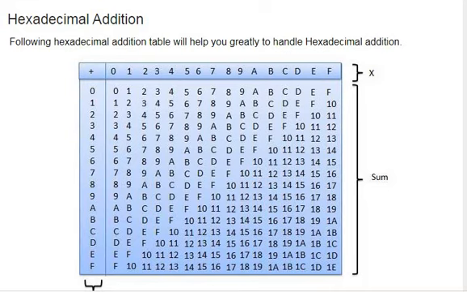So hexadecimal addition. Look at this table. F plus 0 is F. F plus 1: F is 15, 15 plus 1 is 16. 16 you divide by 16, you get 10. F plus 2 is 17. 17 divided by 16 is 11. You need to observe the things clearly, and based on this you can perform addition and subtraction.